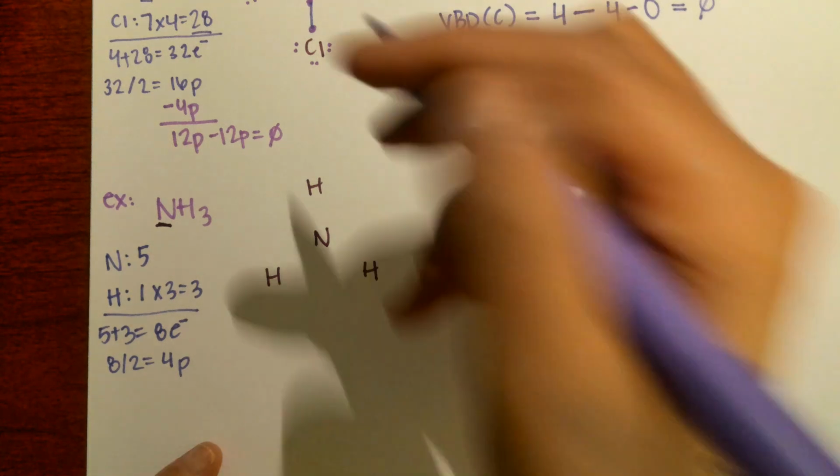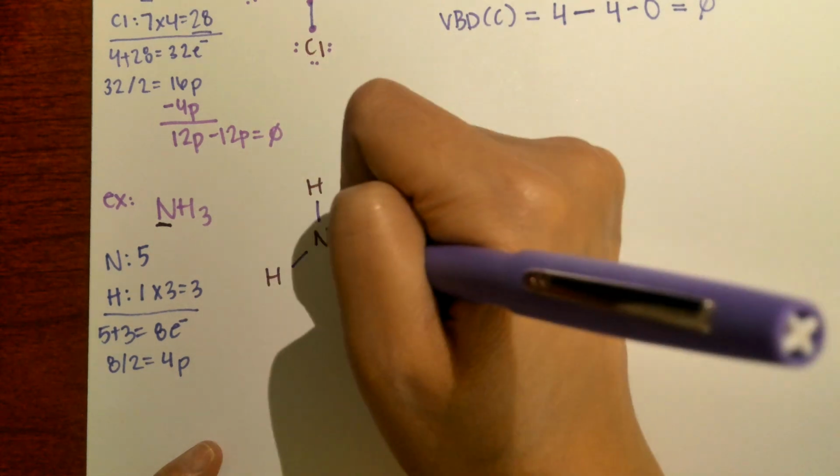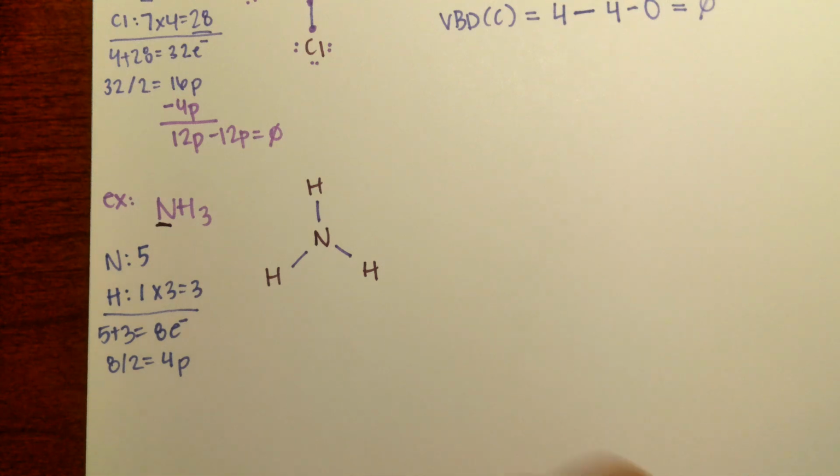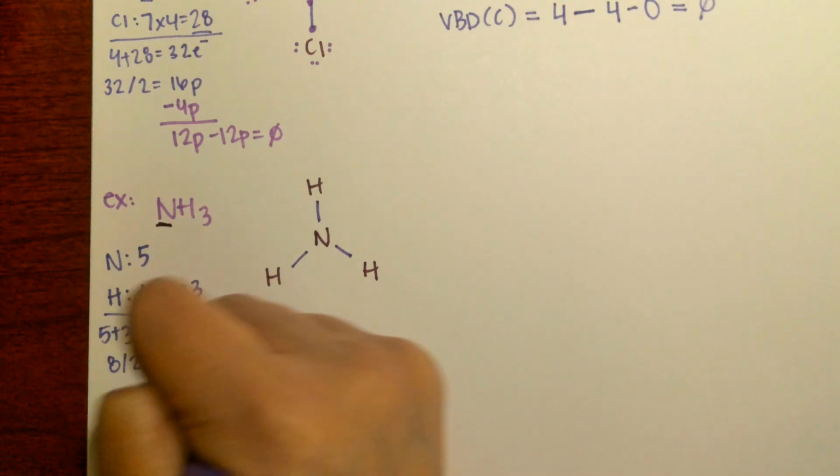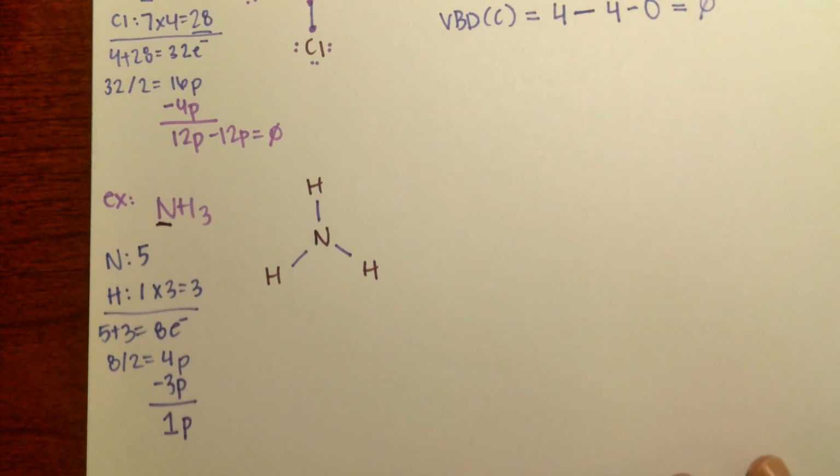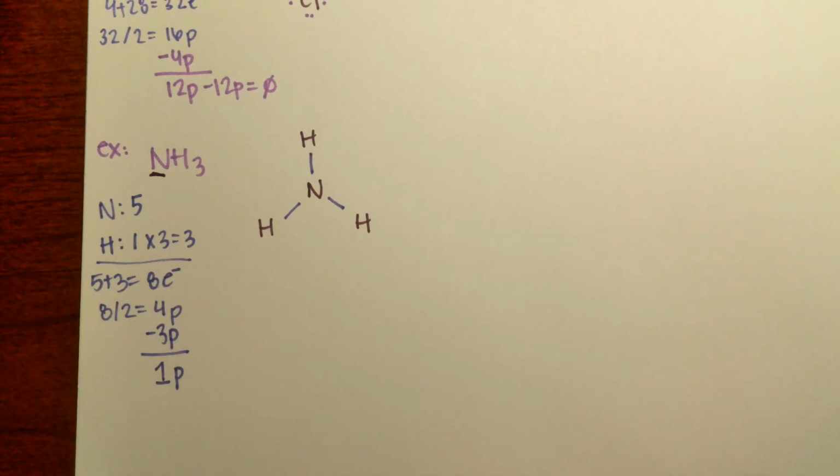And now we add our bonds, our lines, 1, 2, 3. We have 3 pairs that we used, so minus 3 pairs. We've got 1 pair left. All right, so we've got only 1 pair left.